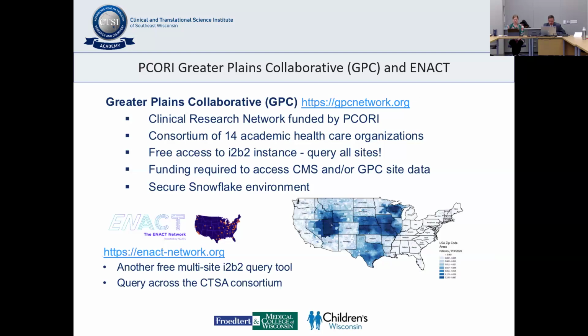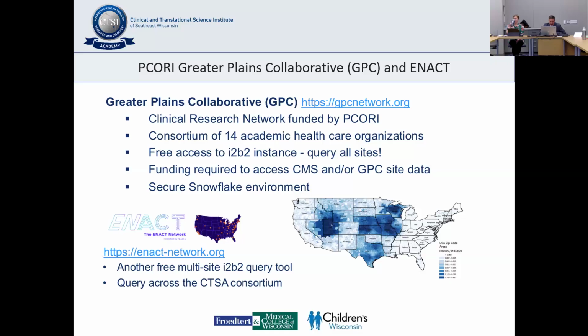I said a little something about the Greater Plains Collaborative. You can see the heat map. This is where the sites are located. We have actually 14 academic centers. We've got free access through an I2B2 instance to be able to query all of those sites de-identified. We won't be able to get raw data, but you can get some sense of patient populations for a specific study. And we also do have access through GPC to CMS claims data in a secure Snowflake environment.